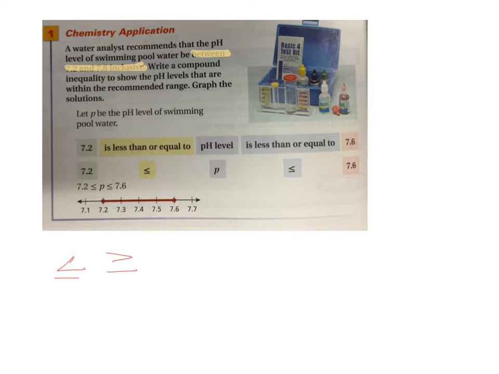I said those backwards. Sorry, I shouldn't have said it that way. This is our less than or equal to. This is our greater than or equal to. I don't want to confuse you, by the way. I just said it backwards.